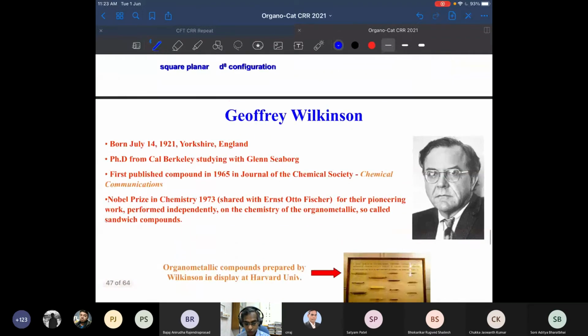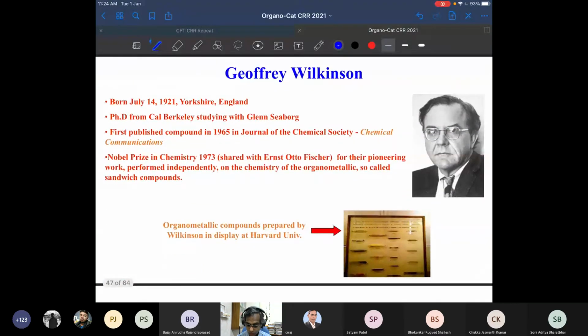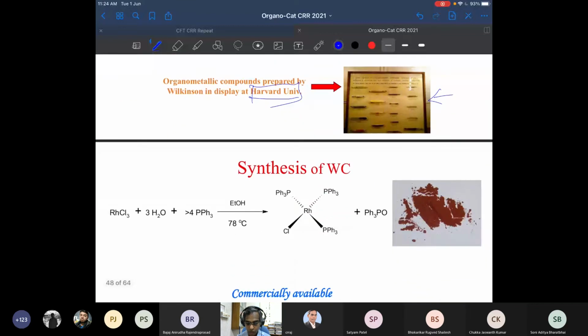This is the person, Geoffrey Wilkinson. You can see the catalyst which he synthesized is still there in Harvard University on display, put in a sealed tube. It was a major breakthrough at that time, right? He is the one who got the Nobel Prize in 1973 for synthesizing the Wilkinson catalyst and using it for homogeneous catalytic reactions.